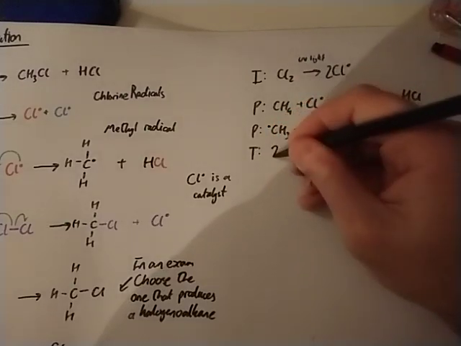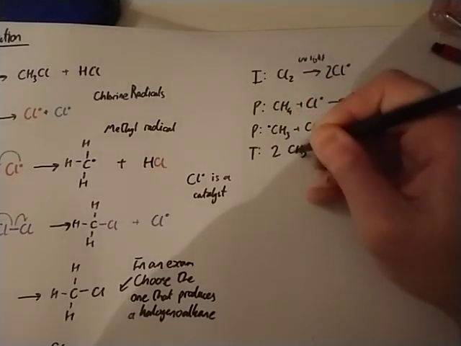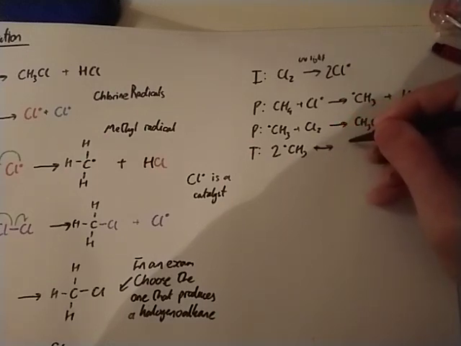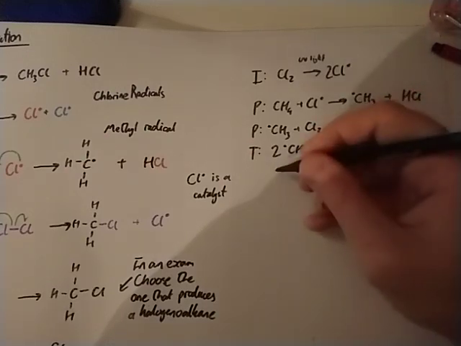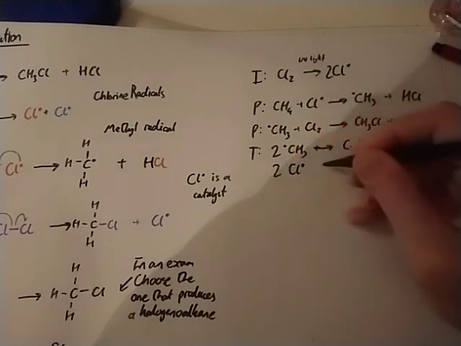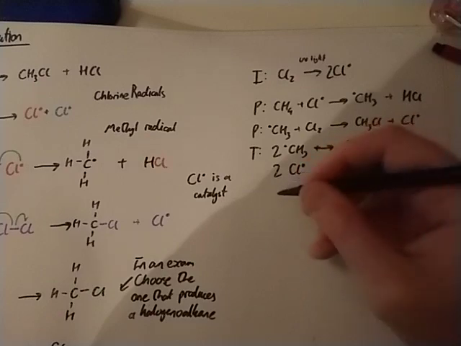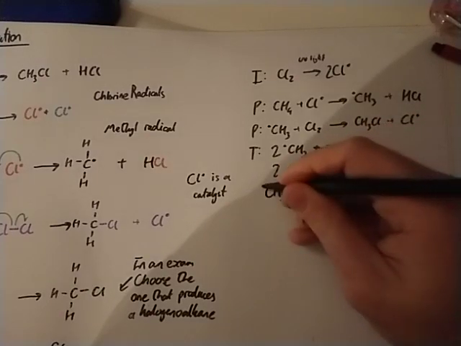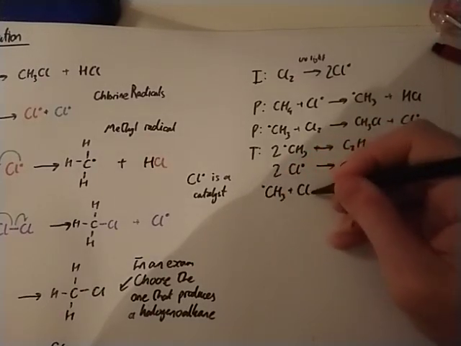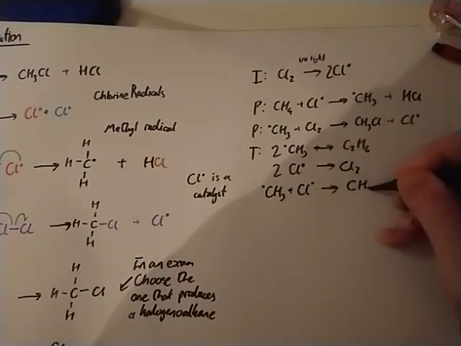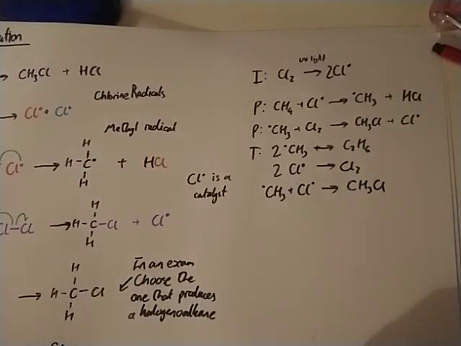And then the termination steps. Two CH3 radicals could possibly produce C2H6. Two Cl radicals are going to produce Cl2. And the one that we really care about, methyl radical plus chlorine radical, produces the halogenoalkane.